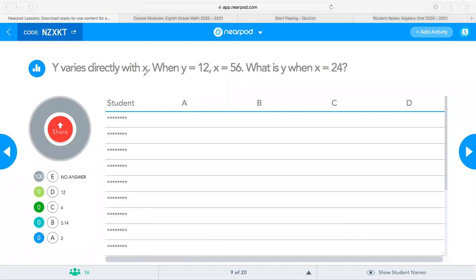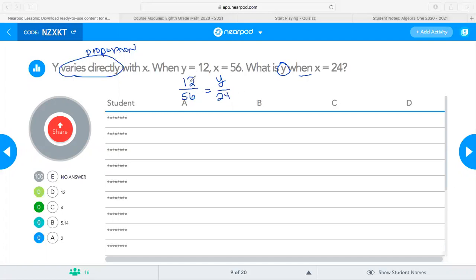Y varies directly with x. When y equals 12, x equals 56. Well, if it varies directly, that tells me it's proportional. So I can set up a proportion. So when y is 12, x is 56. What is y when x equals 24? So I'm looking for y. I'll make sure it doesn't look like a 4 this time. When x is 24.